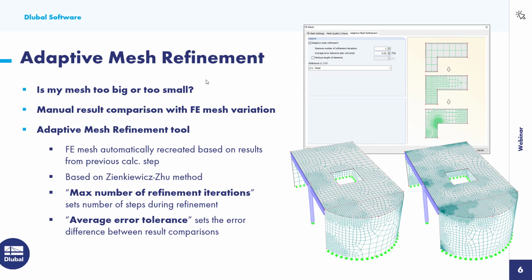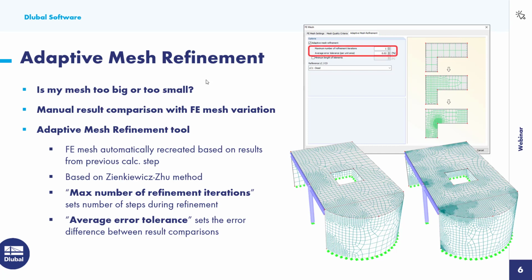What this adaptive mesh refinement tool has allowed us to do is to automatically perform this process instead. So the FE mesh is automatically recreated based on the results from the previous calculation step. Now, this is based on the Zienkiewicz-Zhu method. And essentially, like I said, the program will take a look at the results with one FE mesh settings, and it will compare it to the FE mesh results for something where we have refined it.